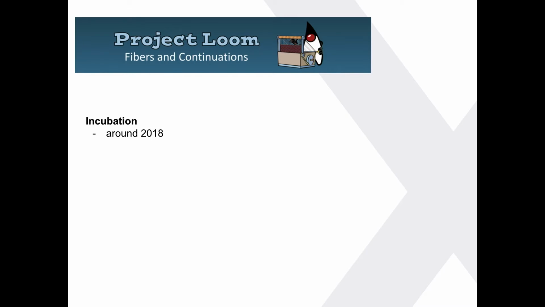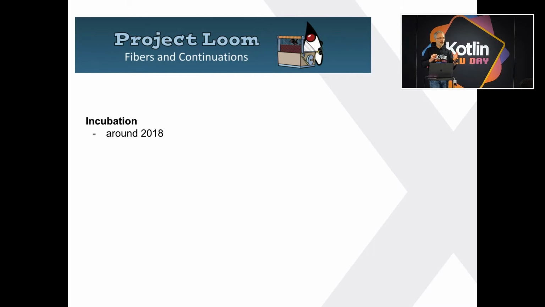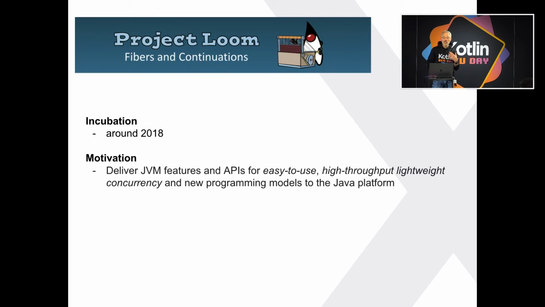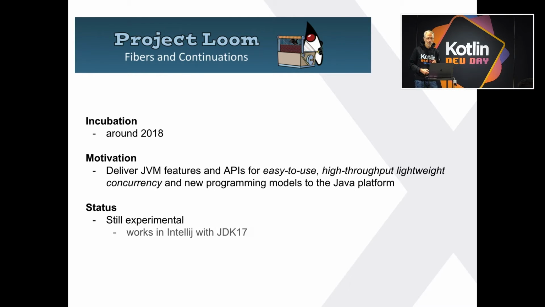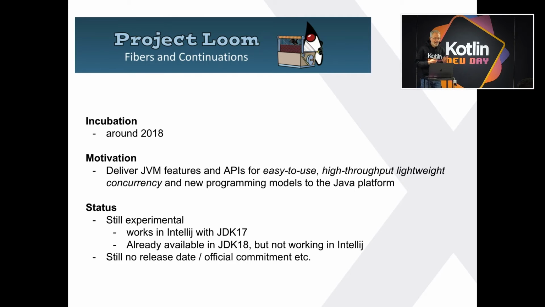Project Loom was started around 2018. In 2017, Kotlin really got traction. I don't know whether Kotlin was also some kind of incubator to make Loom more active. Its motivation is to create high throughput, lightweight concurrency for the JVM. Its status is still experimental after 3 years, and I guess it will stay so. The examples I'll show you today are the ones that are part of JDK 17. It's already part of JDK 18 now. It probably won't be finally released in 18, but in 19 or 20. But 18 doesn't work in IntelliJ, and some features have already changed again. So in that sense, it has no official release date.